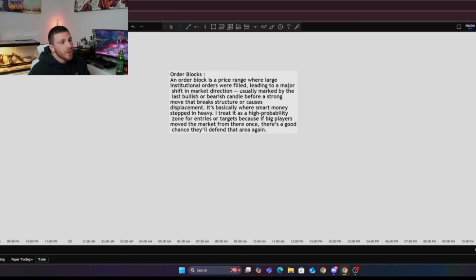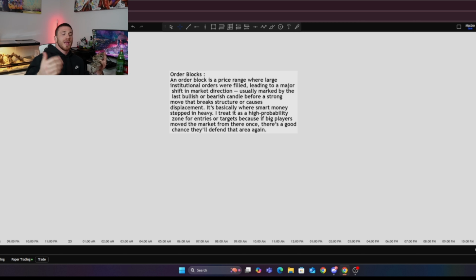It's basically where smart money stepped in heavy. I treat it as a high probability zone for entries or targets, because if big players moved the market from there once, there's a good chance they'll defend that area again, meaning if we could see an order block form, that means a bunch of orders were filled in that area.